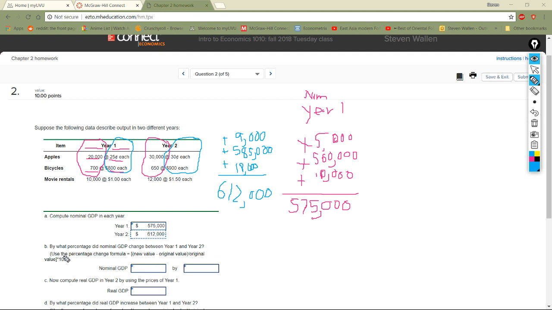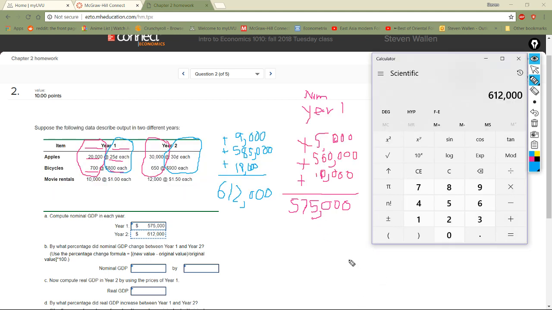By what percentage did nominal GDP change between year 1 and year 2? Look, right here it gives you the formula. Use the percentage change formula. So we've got to get our new value, minus the original value, and then we just divide it by the original value. That's all we do. So let's do that with the calculator real quick, shall we? So take 612,000. We're going to minus the original value, which is going to be 575,000. So the difference between the two is 37,000, and then you're just dividing it by the original value because that's giving you a comparison. That's what a ratio is. That's what the division symbol does.